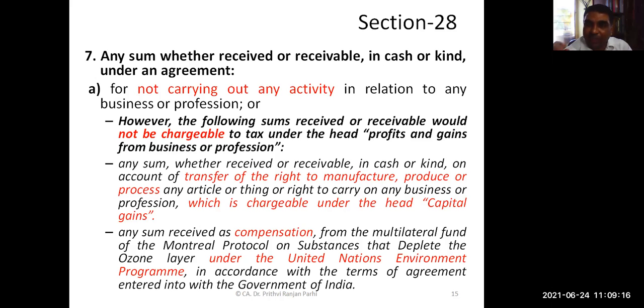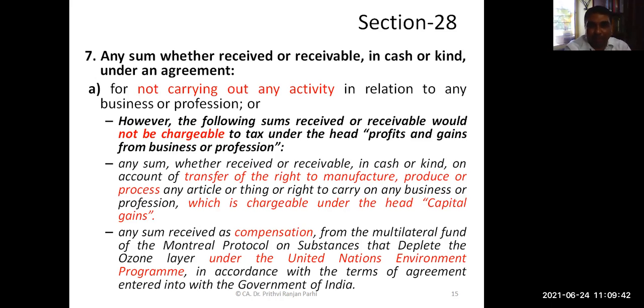Okay, meaning you are transferring a right to manufacture, or a right to produce, or a right to process, and that right is treated as a capital asset. If the right is treated as a capital asset, then any gain you get out of the transfer of that capital asset will be taxable under the head capital gains. So if it is treated as capital gains, that will not be treated as business income here. That is one point you have to keep in mind.